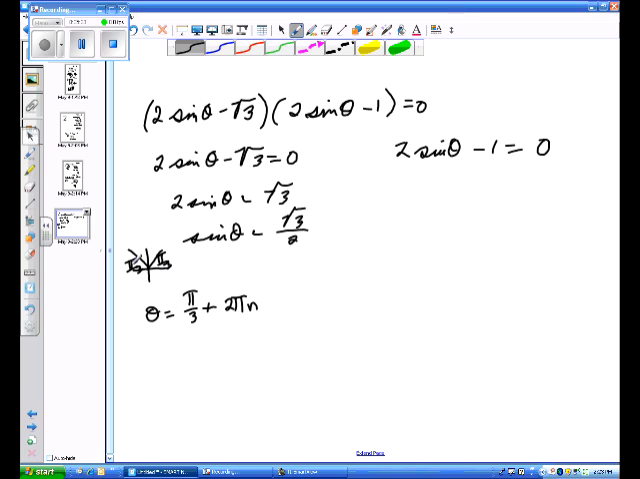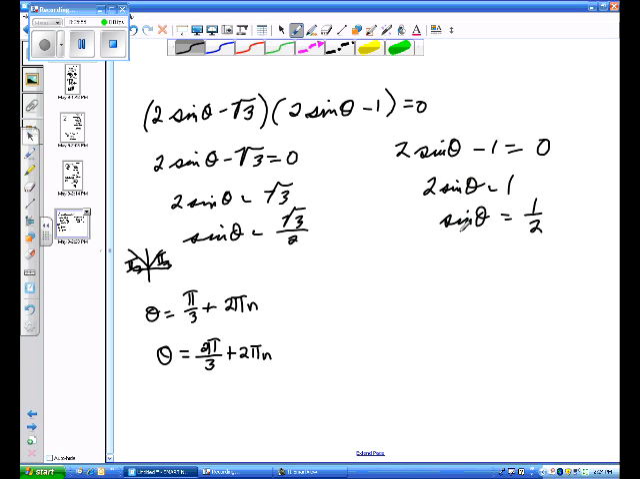In quadrant 2, that would be 3/3 minus 1/3, so it would be 2 pi over 3, and then plus 2 pi n. So to give all the values forever, all you have to do is to take your answer and then add 2 pi n. Now we will add 1, divide by 2.